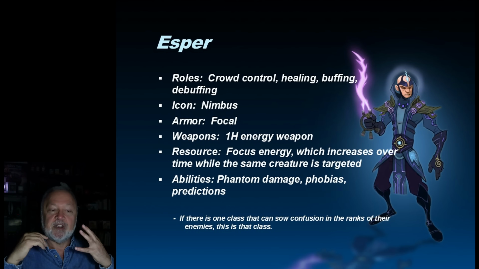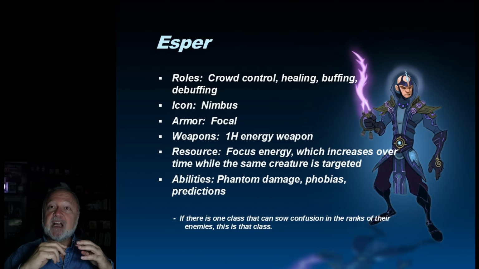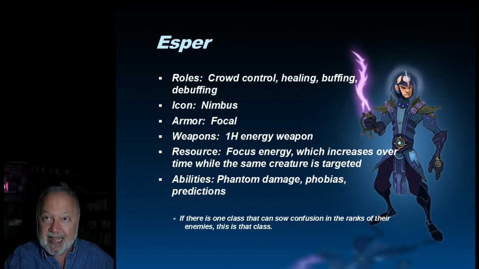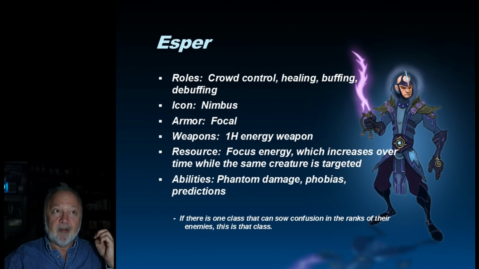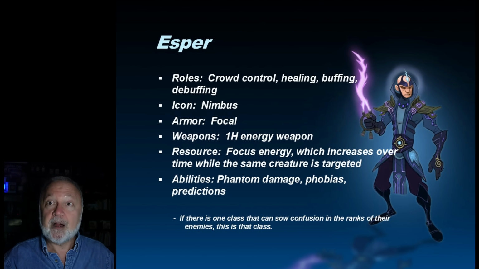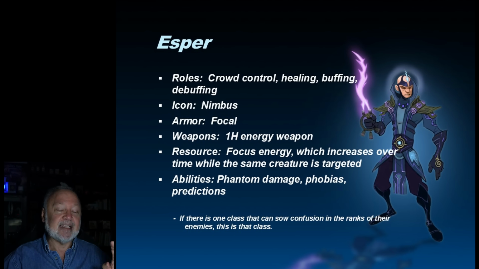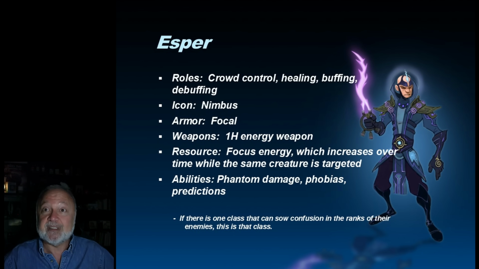Their resource was focus energy. This would increase over time as long as they stayed on the same enemy. So basically, when they started fighting an enemy and kept that one enemy their target, their focus energy would grow quickly, which then let them do more powerful abilities, which included phantom damage, a very rare damage type that was hard to defend against. They could also create phobias in their enemies, which would make them afraid to attack him or afraid to attack their friends, which is a great debuff.